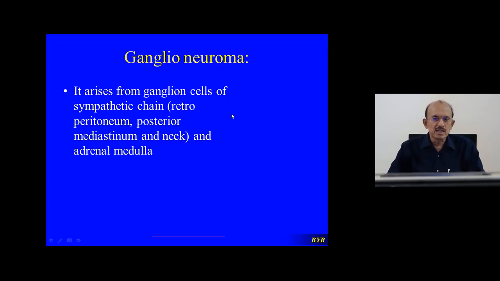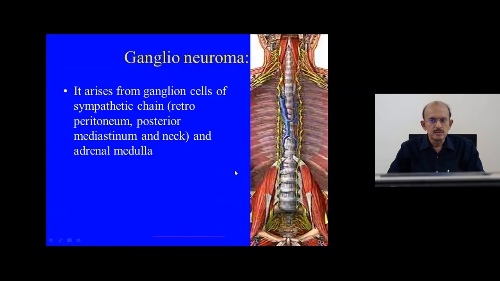So ganglioneuroma arises from ganglion cells of the sympathetic chain. The sympathetic chain is there in the cervical region, where there are 3 ganglia. In the thoracic region, there are 11 ganglia. In the lumbar region, there are 4 ganglia. So it can occur in any of these regions: the retroperitoneum, posterior mediastinum, or the neck. And the ganglion cells of the sympathetic chain are also there in the adrenal medulla, so the ganglioneuroma can occur there also. So this is the ganglionated chain.